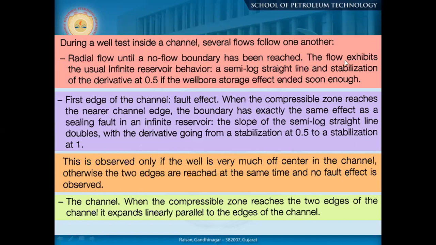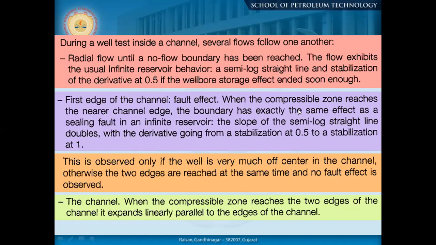So the flow exhibits the usual infinite reservoir behavior: a semi-log straight line, and stabilization of the derivative at 0.5 if the wellbore storage effect ended soon enough. So this is the first 0.5 I told you about, if it is encountered. First stage of the channel.